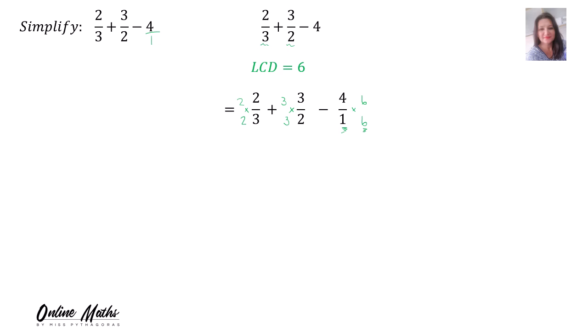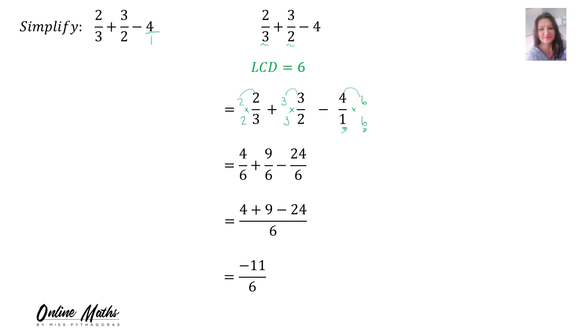Then we end with 2 times 2 is 4 over 6, plus 3 times 3 is 9 over 6, minus 4 times 6, 24 over 6. So now your LCD is 6, the denominators are all the same, and we can write it as one term. 4 plus 9 minus 24, and we end with negative 11 over 6.